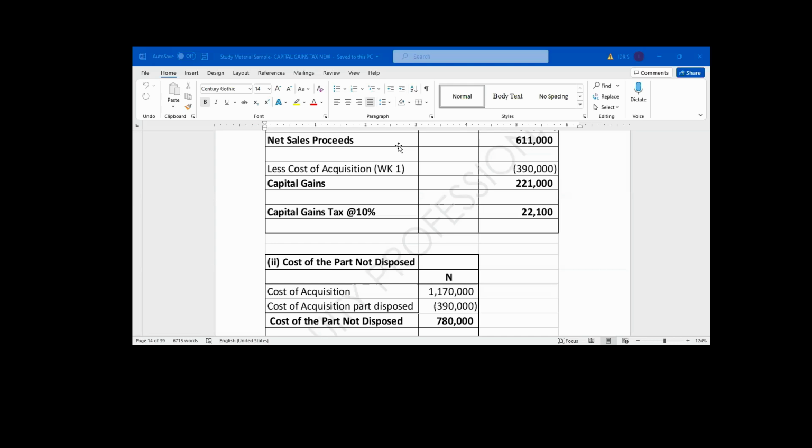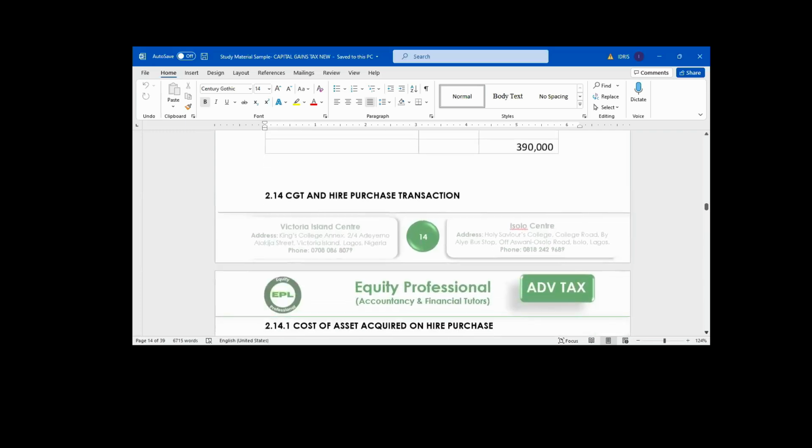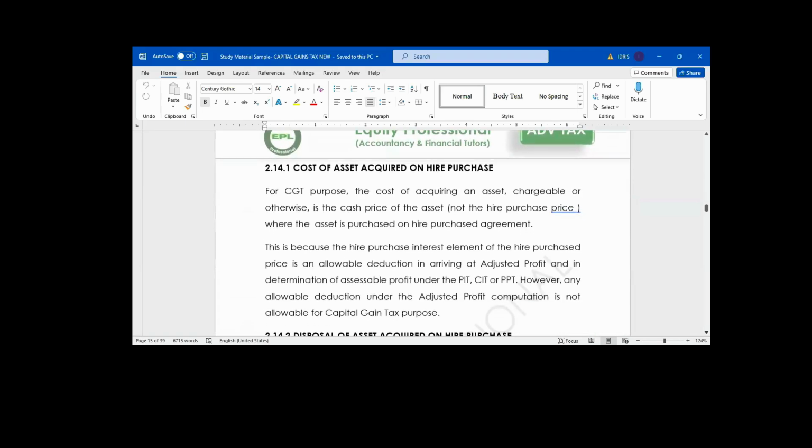Today, we look at capital gain tax and hire purchase transaction.